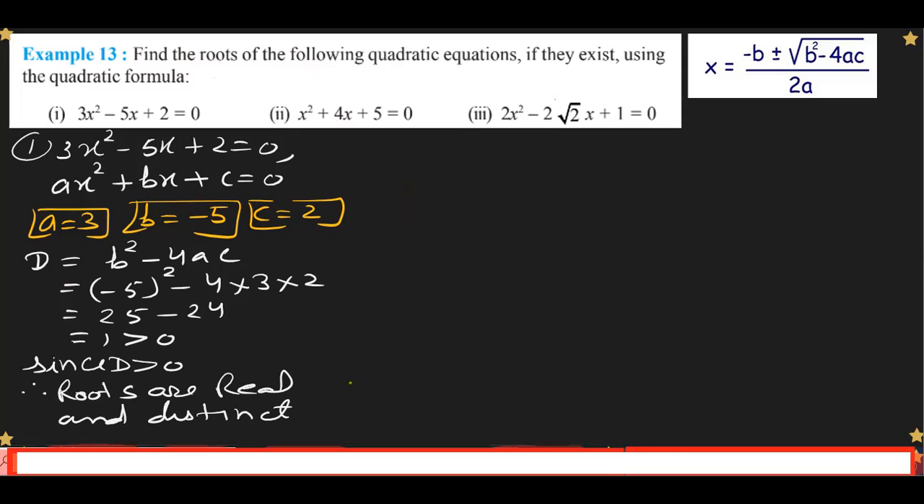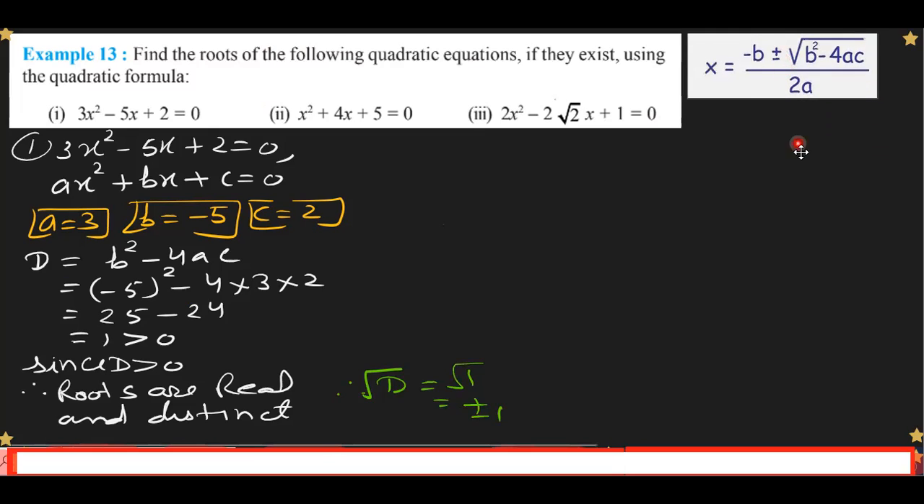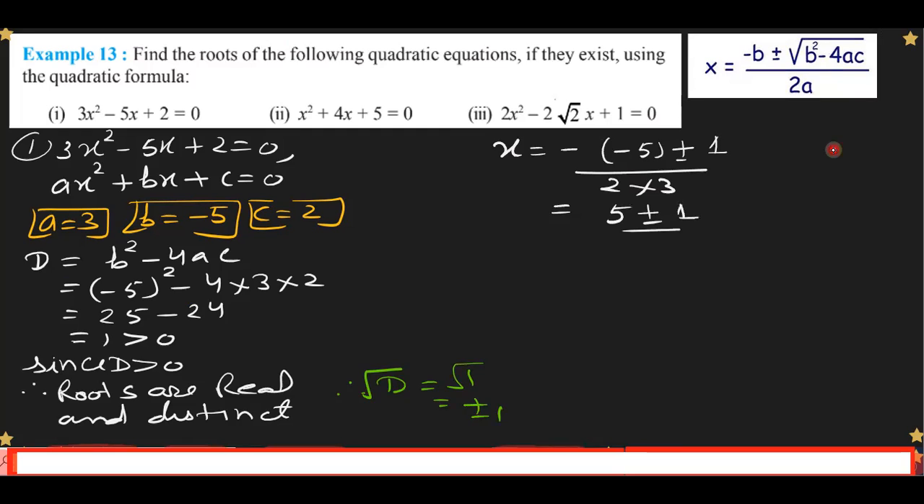And now, since d is 1, the square root of d is the square root of 1, that is plus minus 1. Now putting these values in this quadratic formula, x is equal to minus b, and b is minus 5, plus minus 1 upon 2 into 3. Look, this minus is the formula's minus, and in place of b we write minus 5 in brackets, so minus minus plus, that is 5 plus minus 1 upon 6.